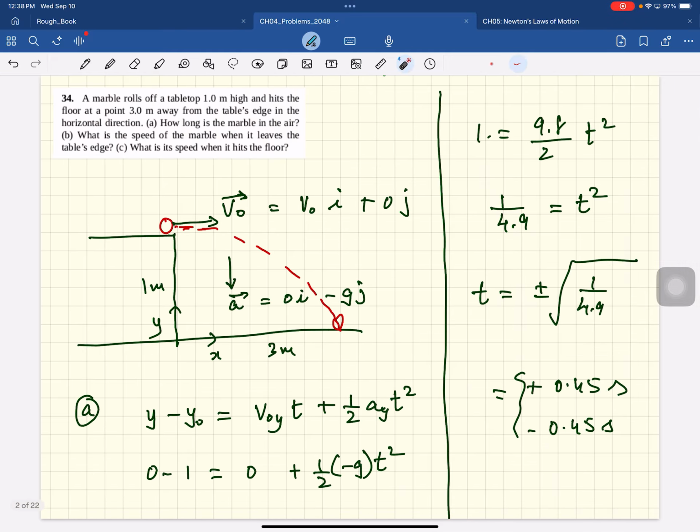All right, x naught, the initial x position, is 0. That is 3 meters, the final x position. V naught x is just V naught, and AX is 0. Okay, so whenever you have these two-dimensional problems, set up your initial velocity like that, set up your acceleration, set up your axes.